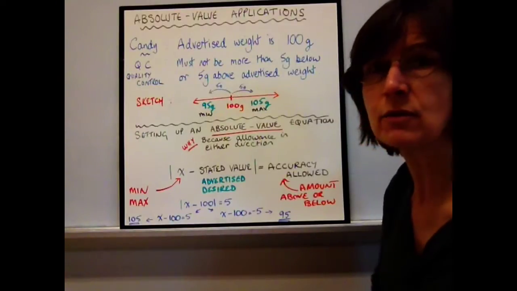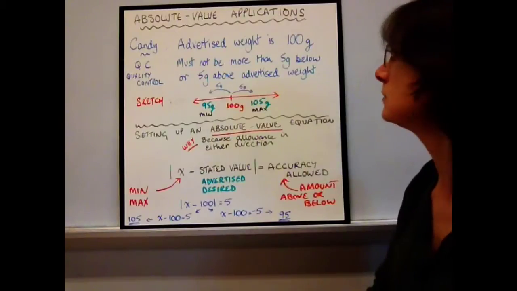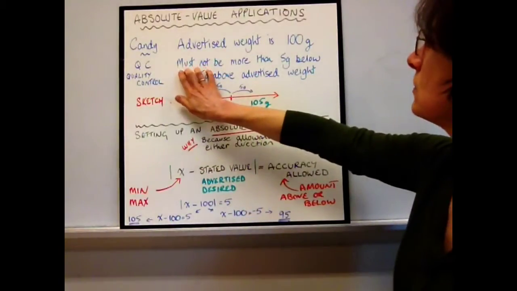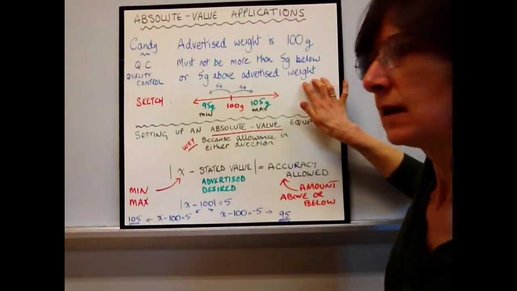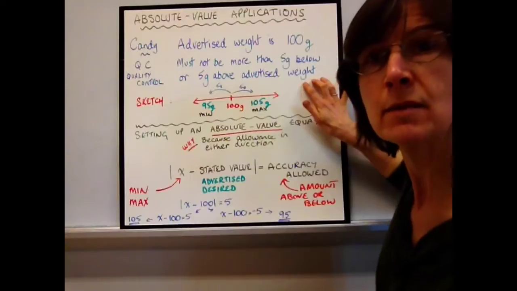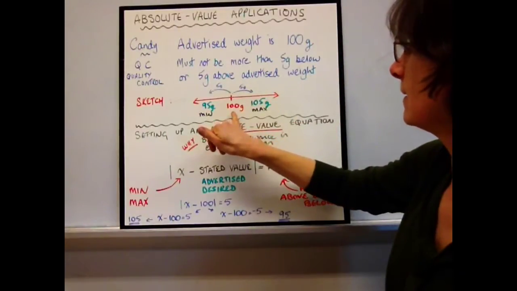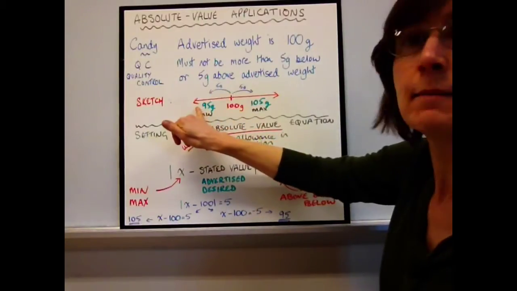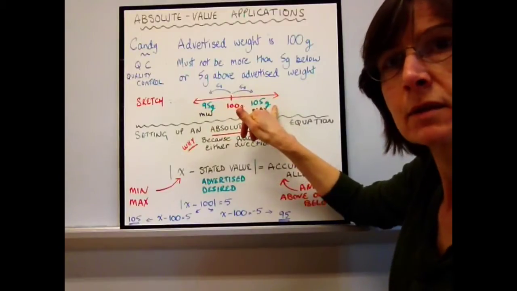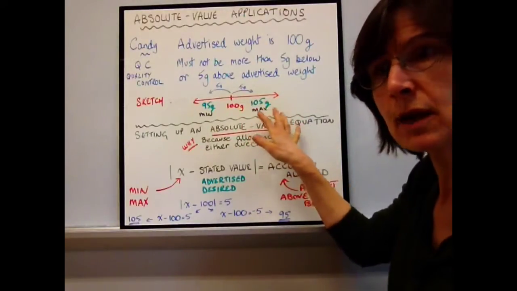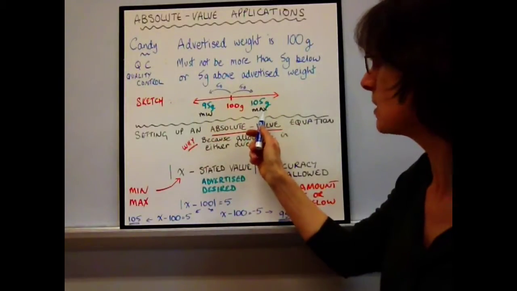And as a customer, you have to take on the chance that you might get a couple grams below. So they've got the situation where it must not be more than 5 grams below or 5 grams above the advertised weight. And my question to you is, what is the minimum weight and what's the maximum weight? Well, it doesn't take much to just think of a number line and know, well, if I go 5 grams below, it might weigh 95 grams. And if I go 5 grams above, it might weigh 105 grams. So not a difficult situation to work out, just kind of logically. The minimum weight is 95, the maximum is 105.